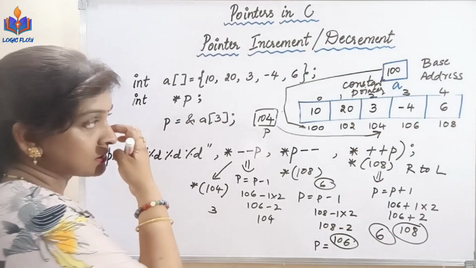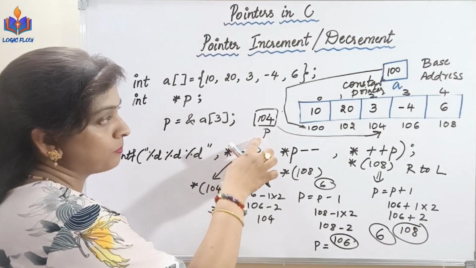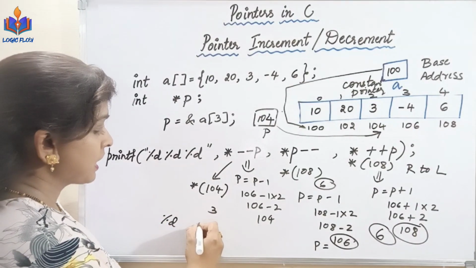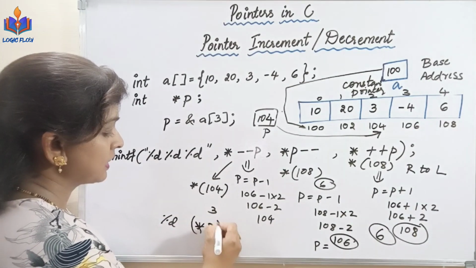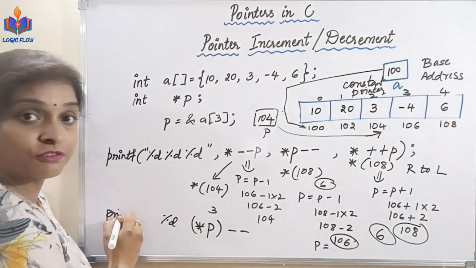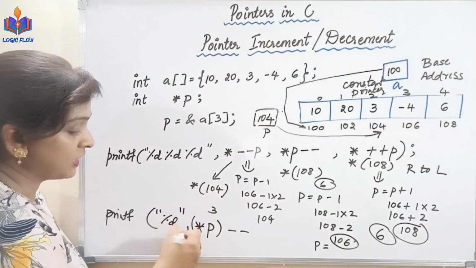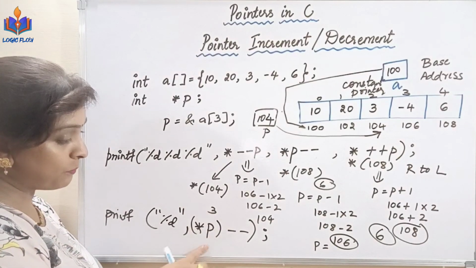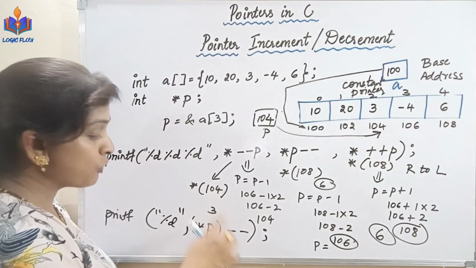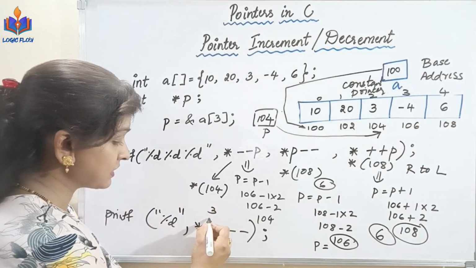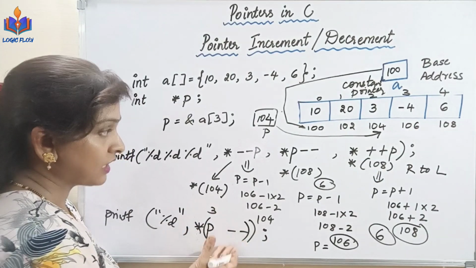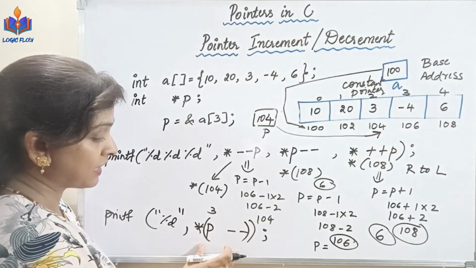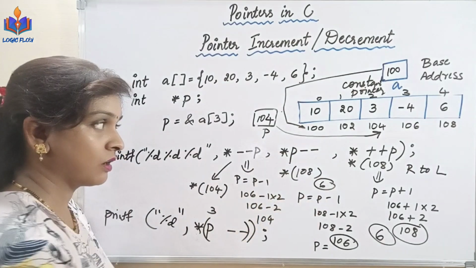Now, what is the final value of p? It is 104. If I simply write printf percentage d asterisk p minus minus, this is quite different. Look here. If you put the brackets like this, asterisk p minus minus, it is nothing but the same thing. Asterisk p minus minus written in brackets like this is also the same.